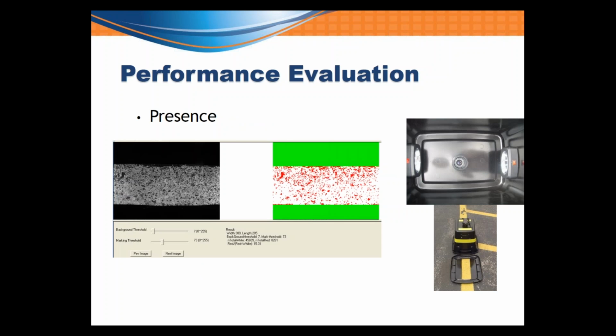For the second metric, we wanted to measure the presence of the pavement marking materials. So when we say presence, we mean the actual percentage of marking material that is still present on the pavement surface itself. So for this metric, ARA developed a procedure where they were able to take a photo box, place it directly over the pavement marking material, take a photograph, and then analyze that photograph using their mark analysis program to determine the percentage of the marking material that was still intact on the pavement surface.